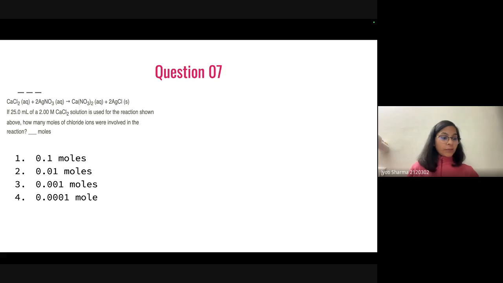Dipanjan Das gave me the answer 0.001. Okay. Ayush gave me 0.1. Just keep in mind, first calculate the molarity of CaCl2. Then we know that CaCl2 will give you 2 Cl, and that's why we have to multiply it with 2.